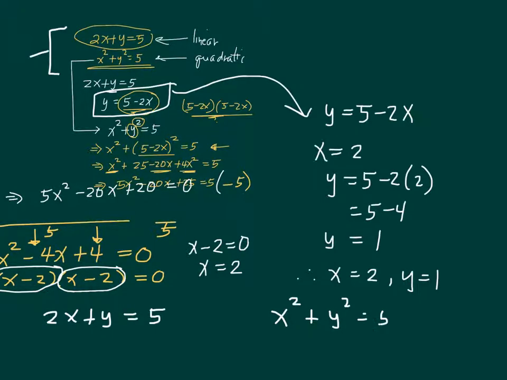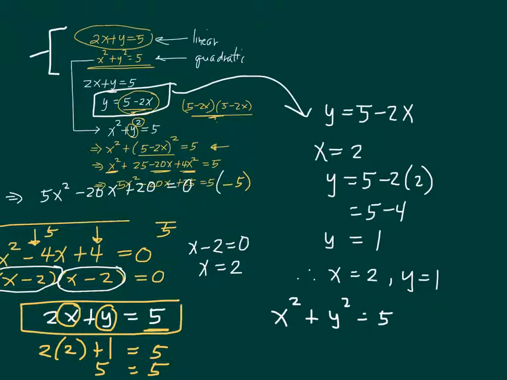So this is how you check. You simply place the known values of x and y and make sure that it will be equal to the number on the other side. So if x is 2, this becomes 2 times 2 plus 1, which is actually equal to 5. So that means the answer works on the first equation.